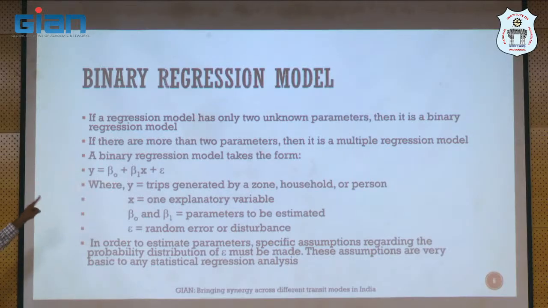So y is known to us. We collected data, we have information for, let's say, 1,000 people. What is their observed number of trips? We also collect their x. So the independent variable x, in this case, is one explanatory variable. Let's say it is how many cars they own, for example. So you have a column of y's, you have a column of x. What we are trying to figure out is the values of beta naught and beta 1. These need to be estimated. We don't know beta naught and beta 1.